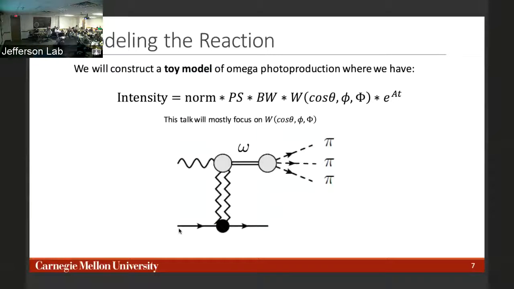Okay, so I am going to talk about this toy model. This is basically how we're going to be modeling the system. And I want the theorists to look away, because no one likes seeing that three-body decay there, and it's not a very physical model. But basically, we're looking at the intensity as just some normalization that we're actually not going to calculate ourselves, and then some phase space factor that gets multiplied by a Breit-Wigner to describe the omega propagation. What we're really interested in is this W term that describes the angular distribution of the omega decay, and then just some t dependence that sets the scales there.